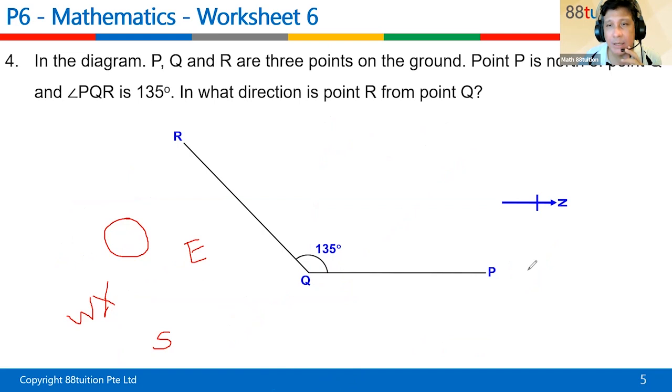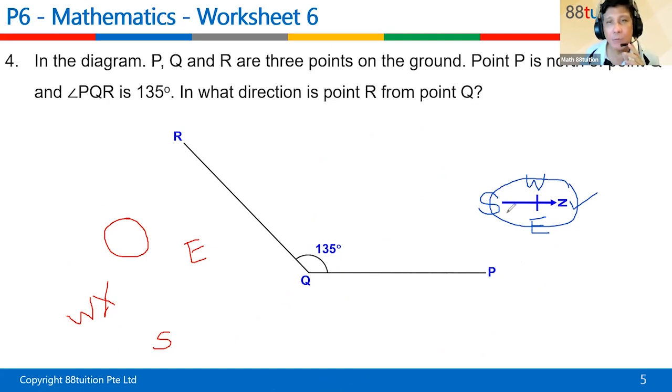Okay, now children, you are given this, correct? So you must know they are telling you north is now here. So your south is opposite side, your east is at the bottom, and your west is on top. So because the compass is given to you, you have to observe the compass.